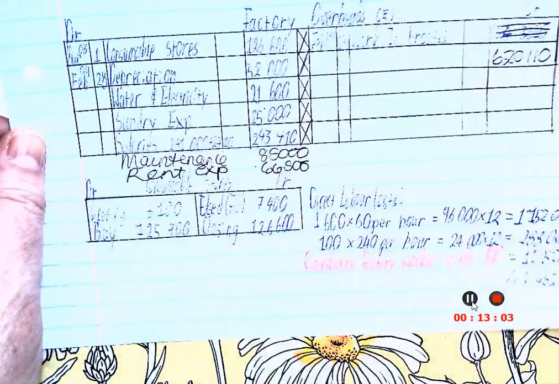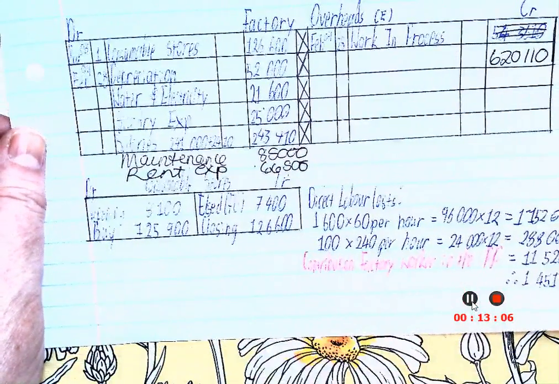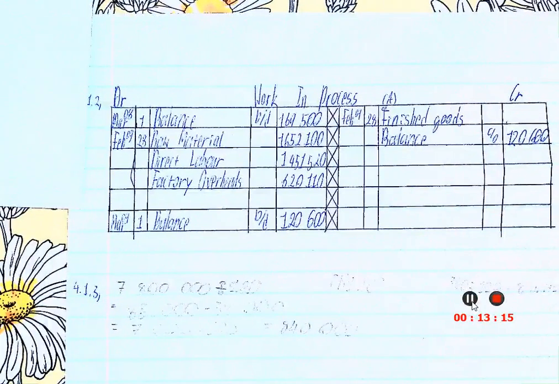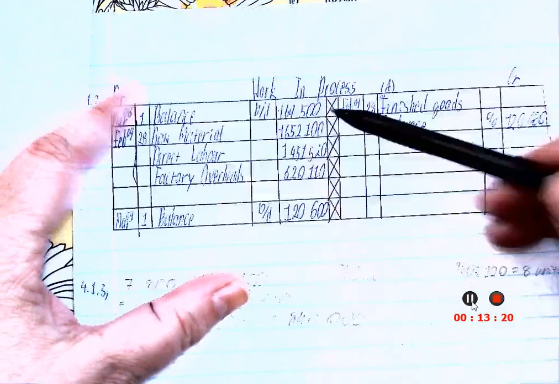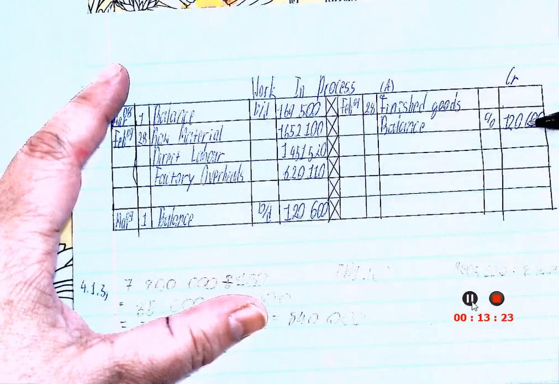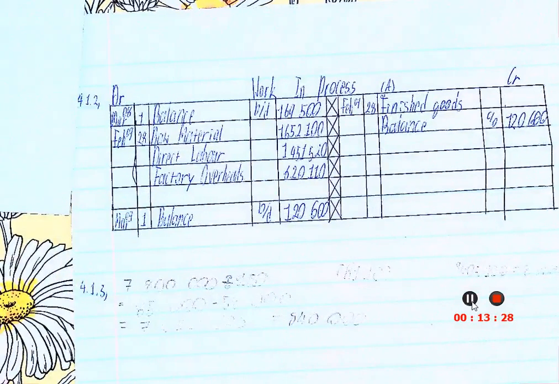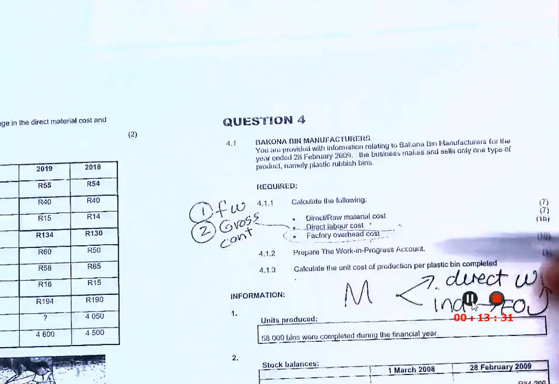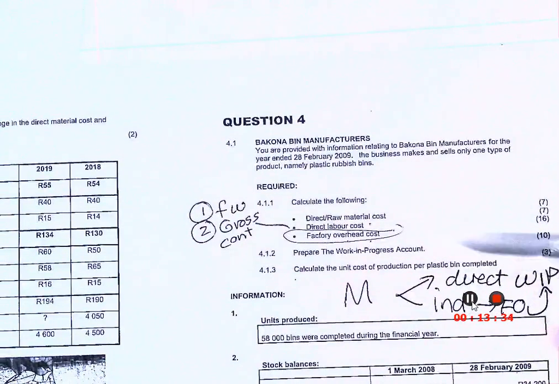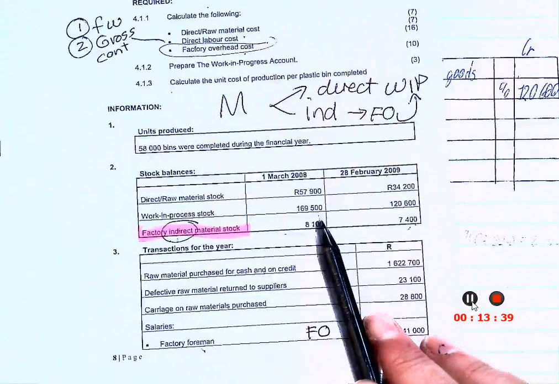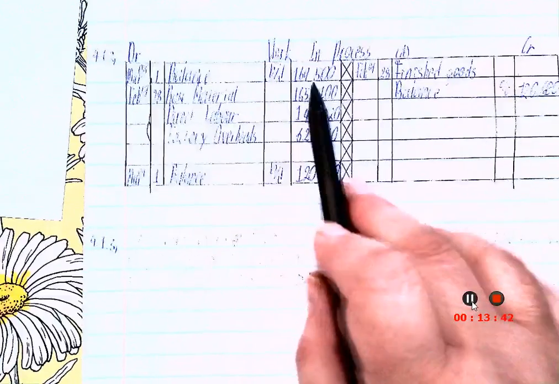Is everybody fine? Okay. So, now if I go to work in progress, this format doesn't change, so please have this format ready. It's always the opening and the closing. Did they give me the opening and the closing? If I look here, they say I have to set up the work in progress T account. Can you see they give me an opening balance and a closing balance? So there's the opening, there's the closing.